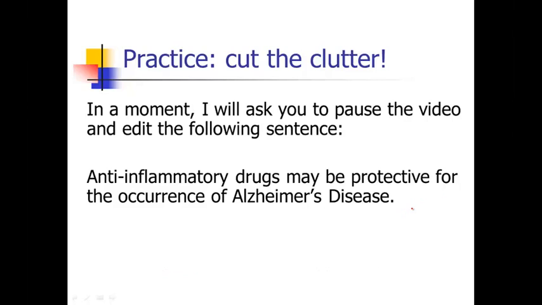Great, so when I edited this sentence, I read it through and I said anti-inflammatory drugs may be protective for the occurrence of. I found that part to be quite wordy. So rather than be protective for, how about just may protect against? And then we don't really need the occurrence of. We may protect against Alzheimer's disease, right? We don't need the occurrence of. So anti-inflammatory drugs may protect against Alzheimer's disease.